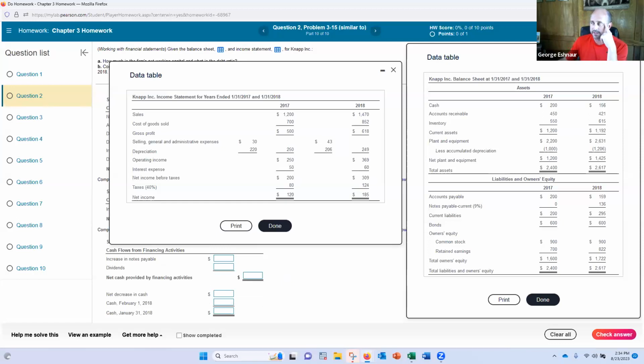And now we have to go to the financing activities. So we see an increase in notes payable of 136. And then we have to figure out the dividend, which is going to be an outflow. And how do we determine dividend? Anybody remember this?